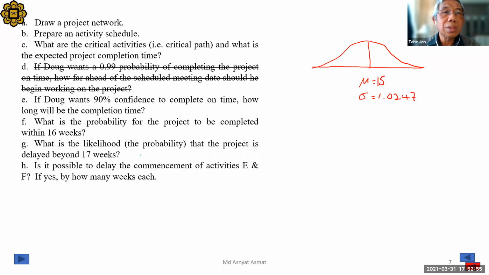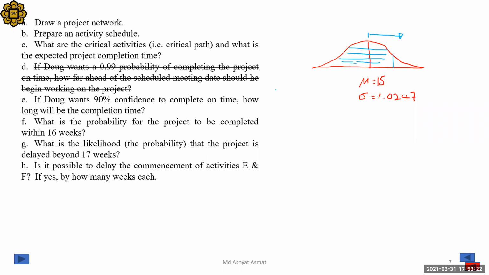How to answer these questions? 90% completion, 90% confidence. 0.9. So we are interested in this area, right? Then our tables will start from here to the right. What do we do? Before the table, we have to have this Z score.